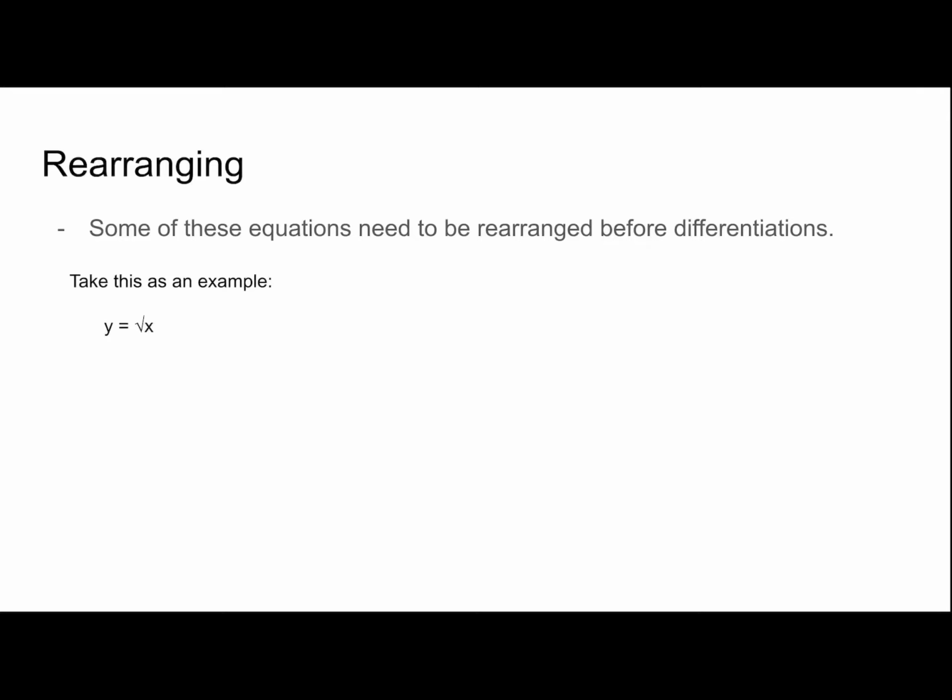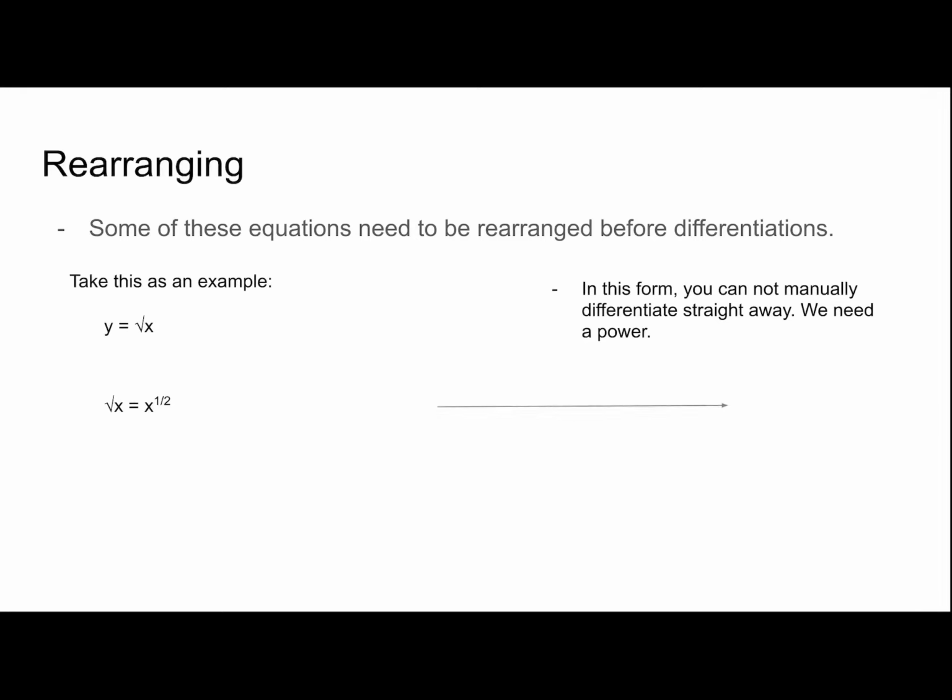So y equals the square root of x. In this form you can't differentiate, like I just mentioned. So we can rewrite this as: square root of x is actually equal to x to the power of 1/2. And if we differentiate that, it's just the exact same thing. So you bring the power down, it becomes 1/2 of x, and you take the power down by 1. So if you differentiate that, that will give you a dy over dx.